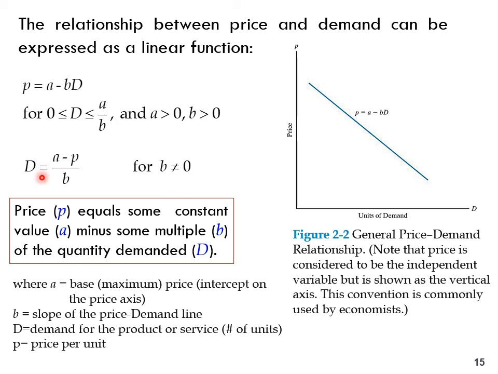Okay, so we can define this in terms of a statement. We can say that price equals some constant value, which is A, minus some multiple, which is B, of the quantity demanded. Okay, this is the statement of this equation.